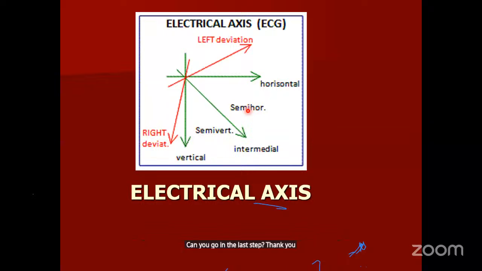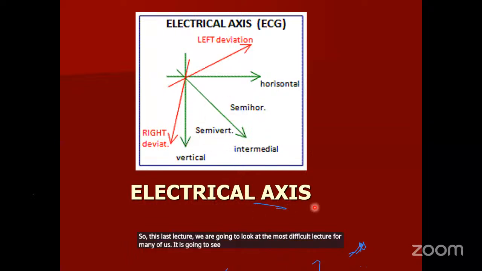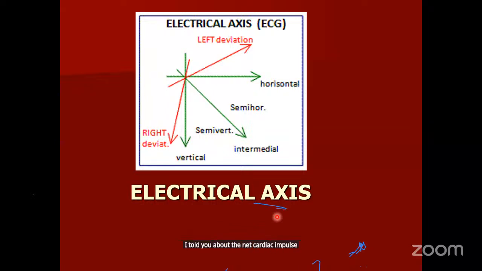Thank you. So this is the last lecture. We are going to look at the most difficult lecture for many of us: the electrical axis. I told you about the net cardiac impulse, which goes in a particular direction. The normal cardiac impulse travels from the right and superior region to the left and inferior region, because my left ventricular muscle mass is the greatest muscle mass, which pulls the net cardiac impulse towards it. So in the electrical axis, what I am going to see is whether my ventricular depolarization is traveling in the right direction or a wrong direction.